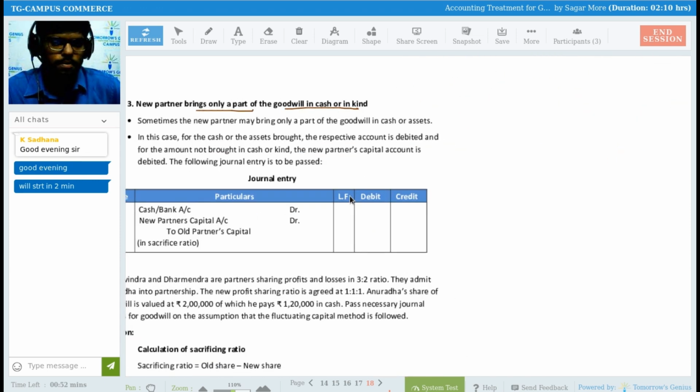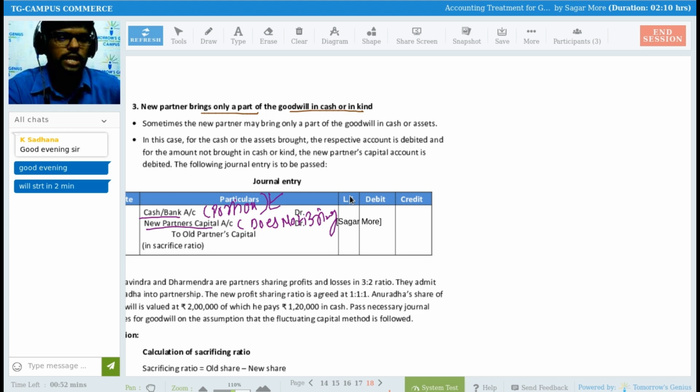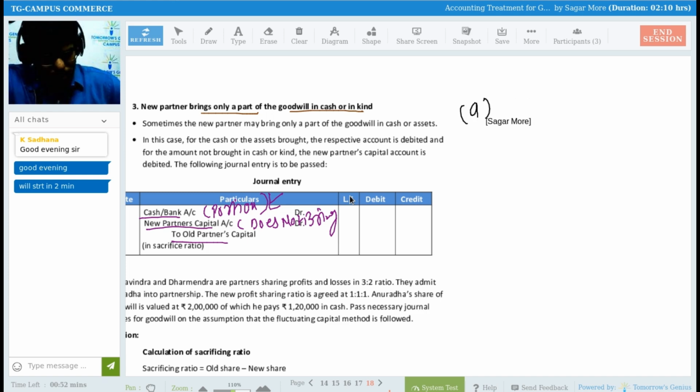So which entry are we going to pass? We are going to pass a journal entry: cash or bank account debit for which amount the partner brought in, right? Then new partner's capital account we have to debit. For which amount, sir? For the amount he does not bring, we have to debit the new partner's capital account and we have to credit the old partners' capital account. Yes, please. For the portion he brings, we debit cash or bank account. I'm repeating. Yes, absolutely right.